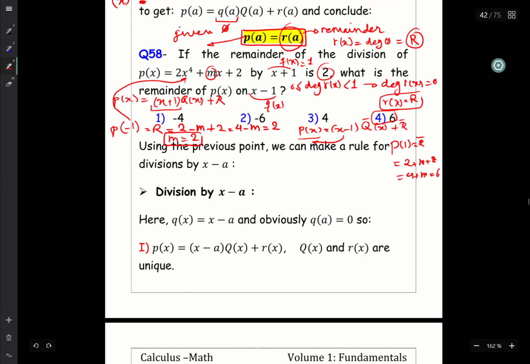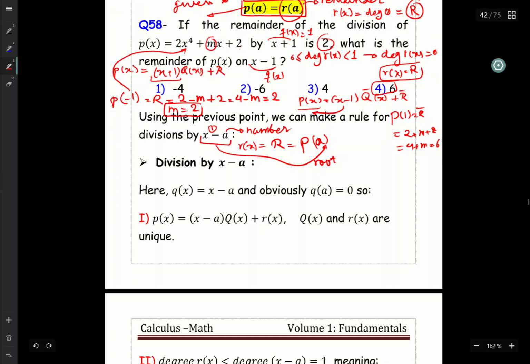Using the previous point, we can make a rule for dividing by first order polynomials x minus some number. Why? Because we already know the remainder. The remainder is always p evaluated at the root of x minus a, which is a, right? And the remainder should have a degree of 0. A 0 degree polynomial is basically a real number, a constant.